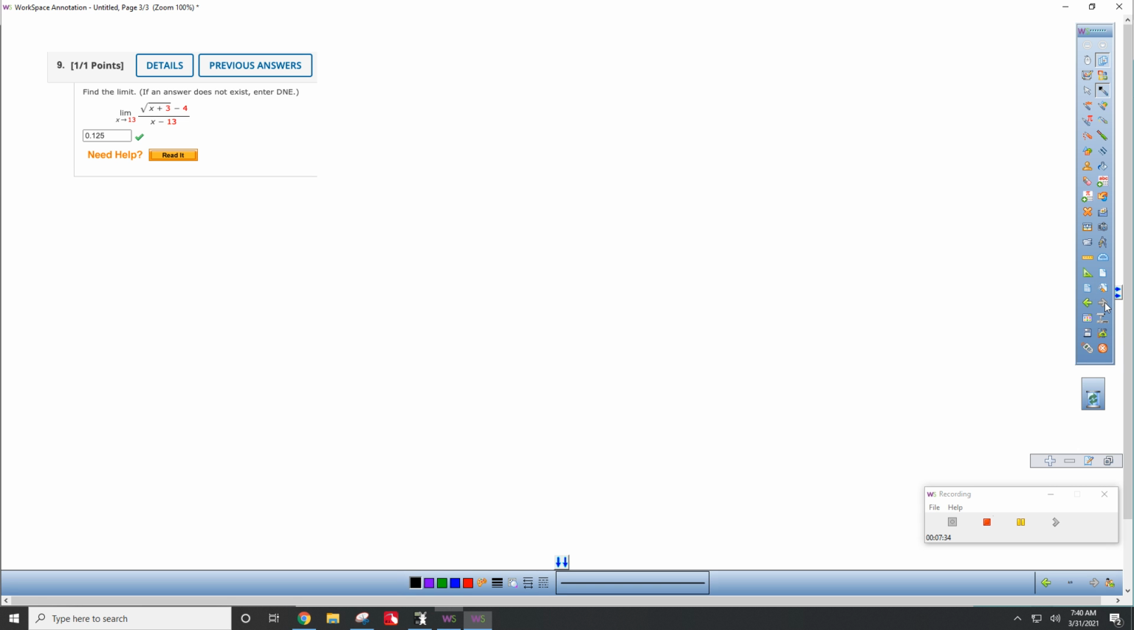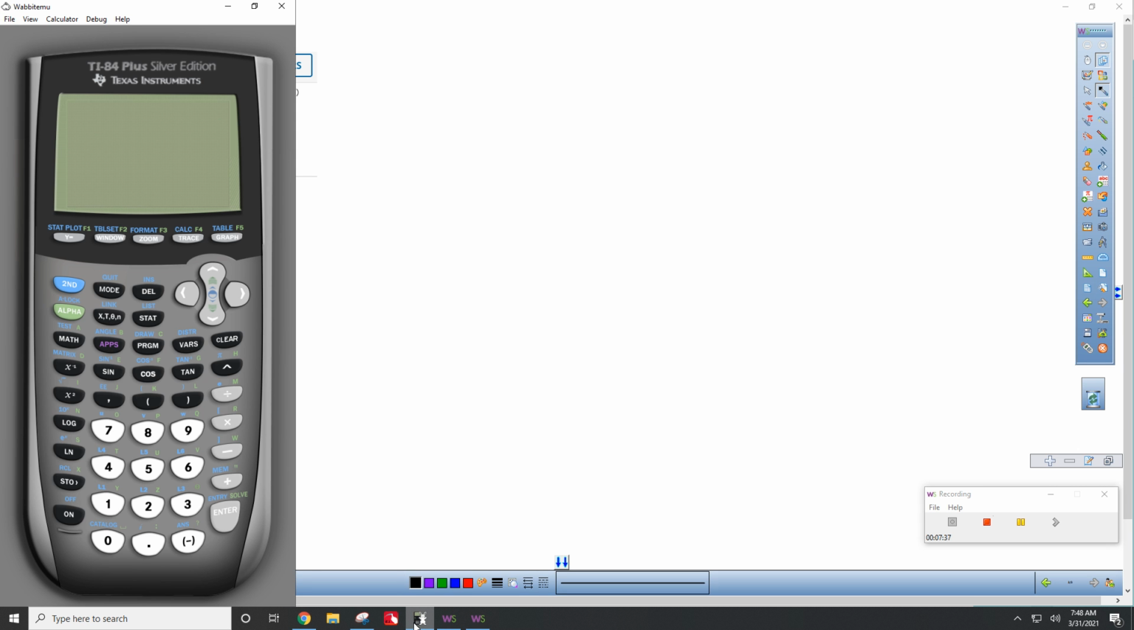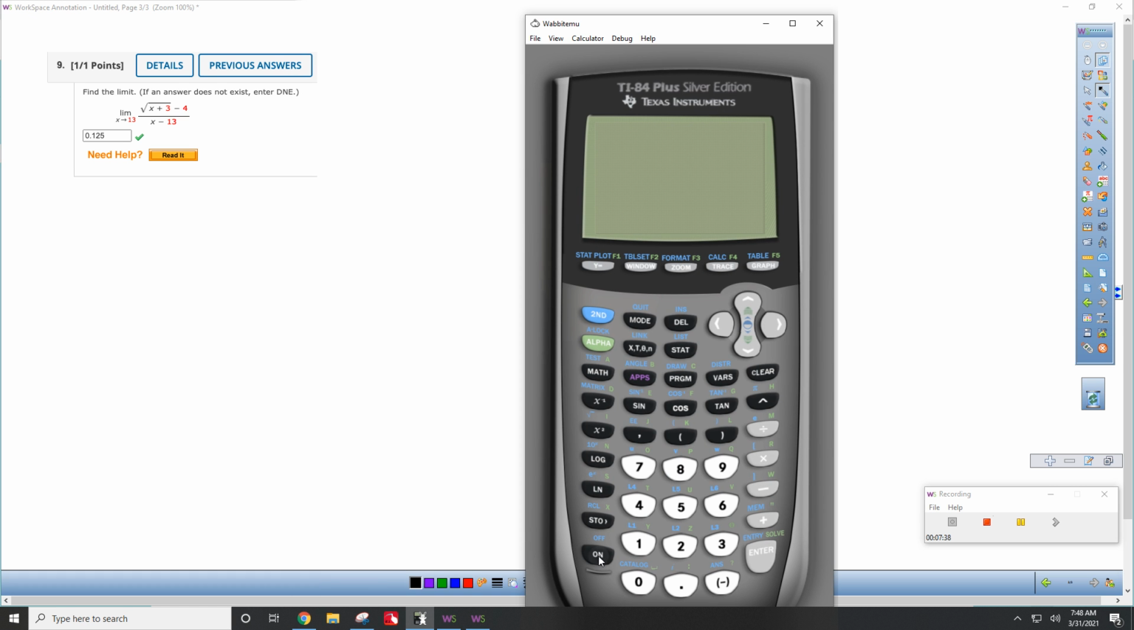Now, this one, you might need to do it by putting it in your calculator, but you may not get it right, and it might take you longer, I think. But how you would do that is you'd go to y equals, do I have my alpha? Oh, yeah. Here we go. Radical x plus 3 minus 4, over x minus 13. All right, we want to go to the table. We want to go to the settings. We want to ask it some values. Okay?